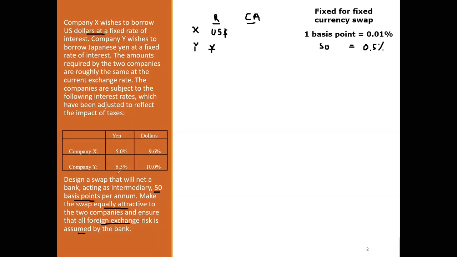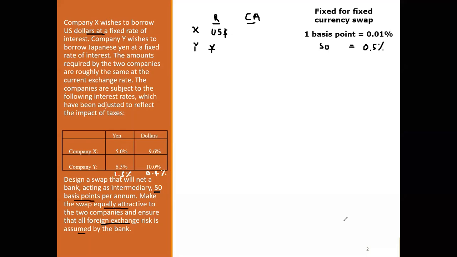So here the difference is 1.5%. The interest rate difference is there, the difference between 5% and 6.5%. So that will give you 1.5% difference. And then here, if you look at what is the difference? The difference between 10% and 9.6%, which will give you 0.4%. So this is the interest rate difference in these markets for both of these companies.